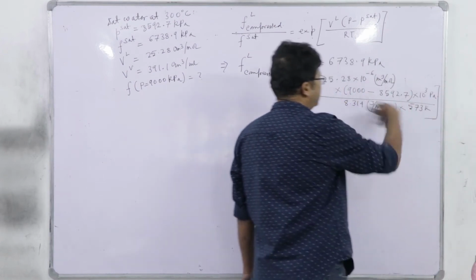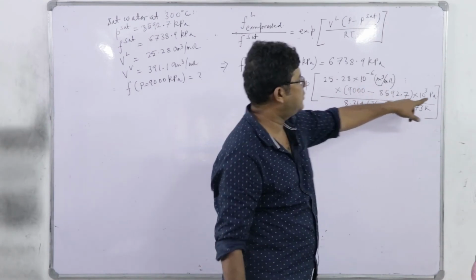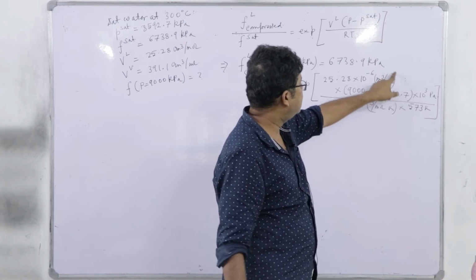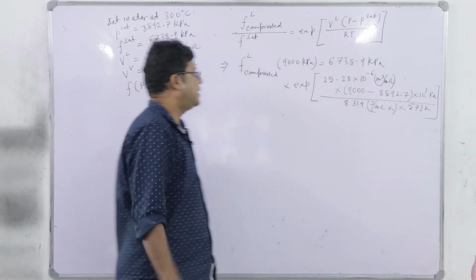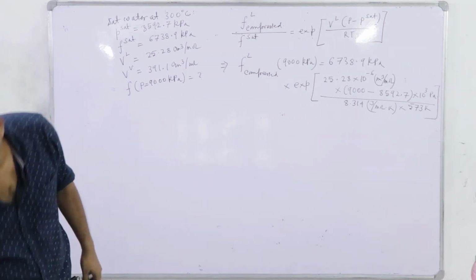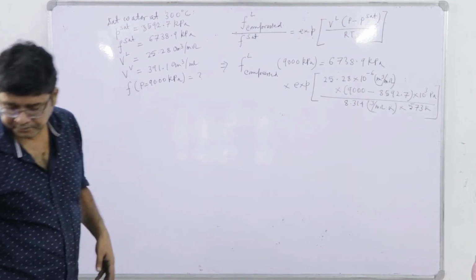See, this part is dimensionless because meter cube per mole into Pascal, Pascal is Newton per meter square, so it is joule per mole, and here also it is joule per mole. So, find the exponential factor and multiply, so you will get the answer. Okay?